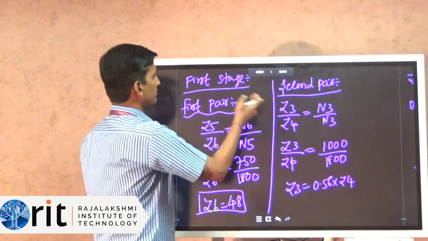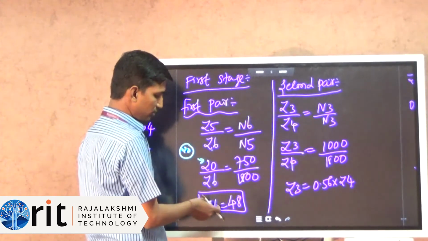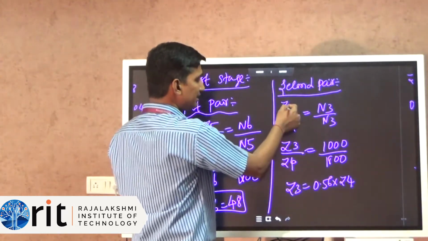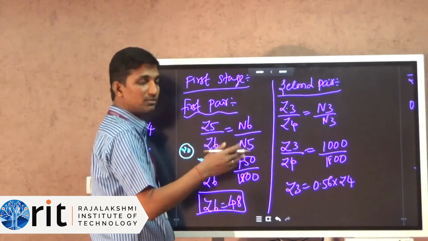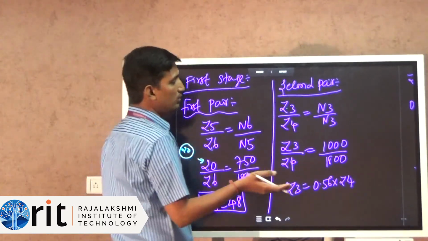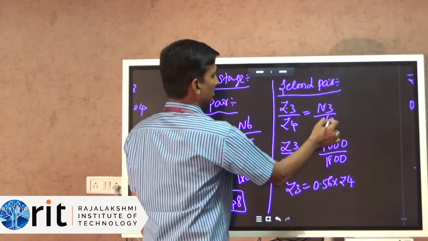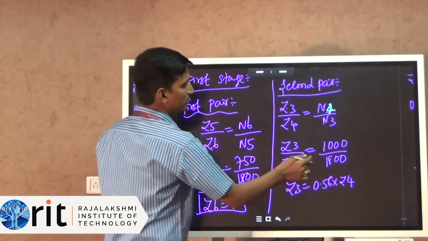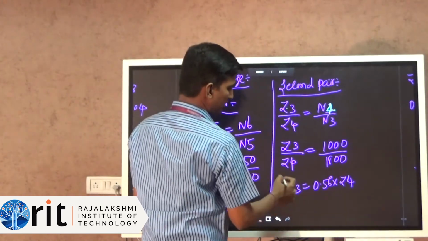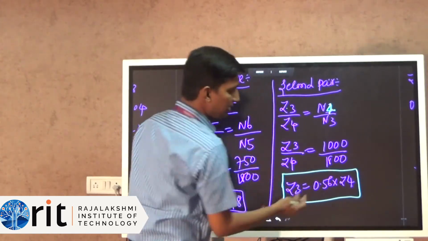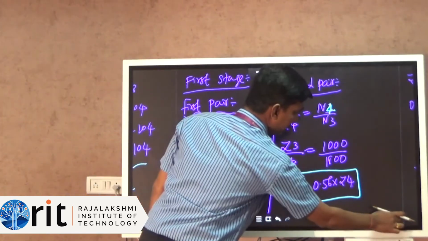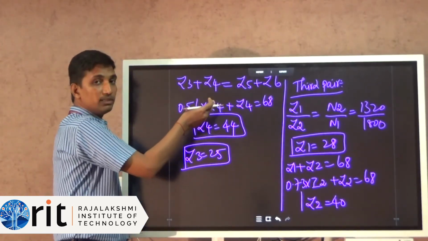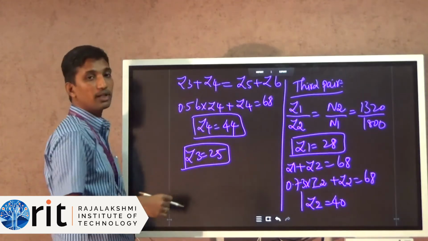Similarly, this is the first pair of the gears, and we found Z6 equal to 48. In the second pair of the gear, Z3 and Z4 engage to transfer the motion from the main gear to the loose gear. Then N4 divided by N3. Similarly, Z3 divided by Z4 equals 1000 divided by 1800. Now we got the value of Z3 in this combination. Again, the accumulation of the gears Z3 plus Z4 equals Z5 plus Z6.